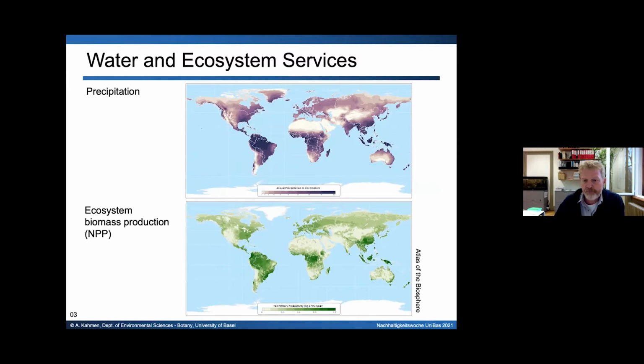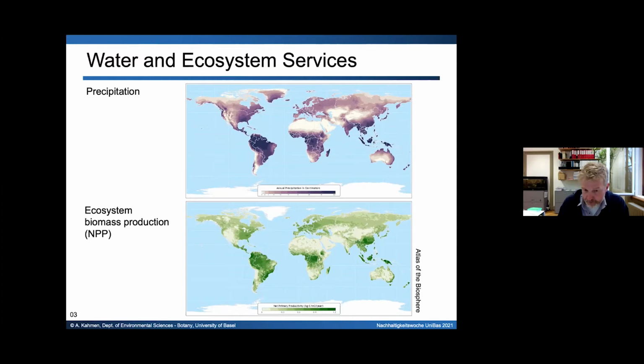In this upper panel, you can see how this tiny amount of fresh water is introduced into terrestrial ecosystems by precipitation. It essentially shows you the amount of rainfall and how it's distributed across the planet. And if you compare that to the biomass production across our planet, you will easily find that there is a very tight correlation between the amount of precipitation and the amount of biomass produced in terrestrial ecosystems.